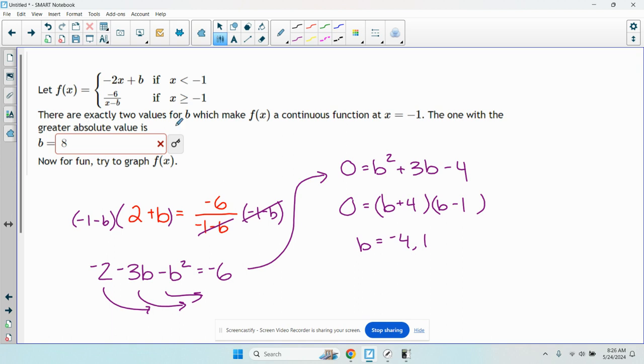Now this is a tricky way to ask it, but it says the one with the greater absolute value. The absolute value of this one is 4. Absolute value of this is 1. So the answer is technically going to be negative 4. And that's your answer.